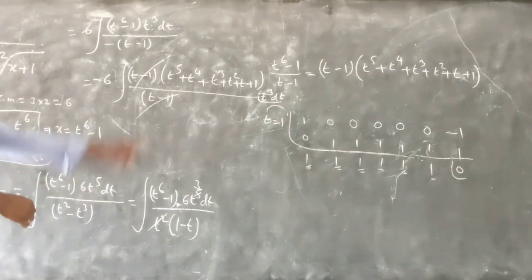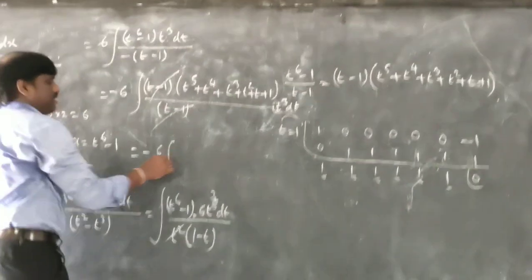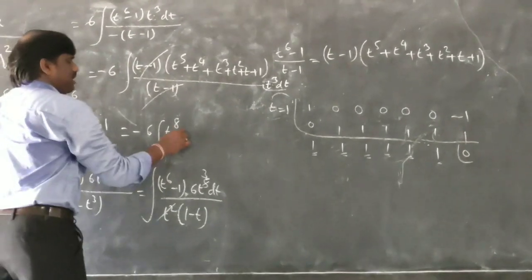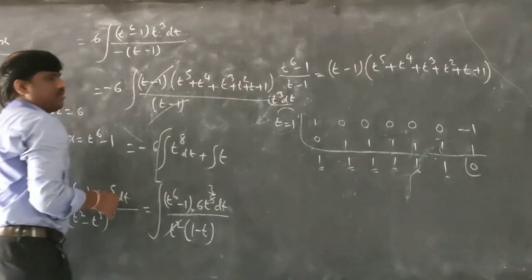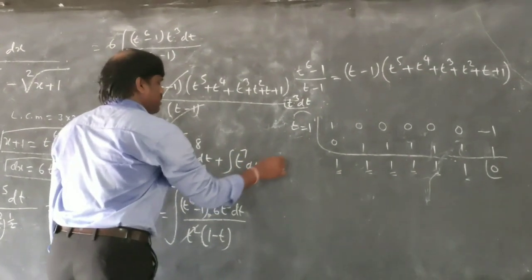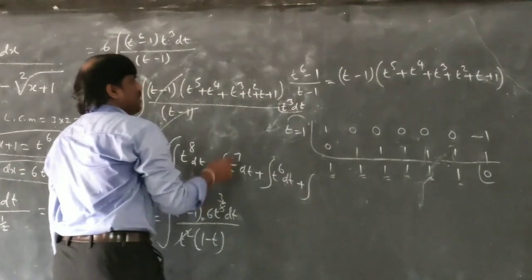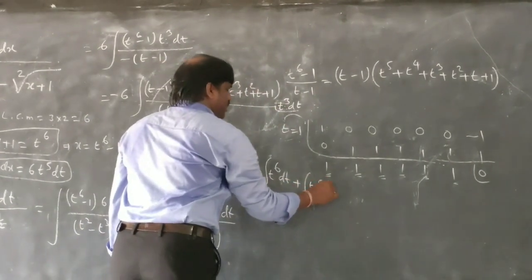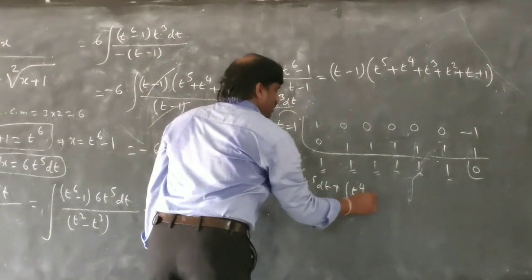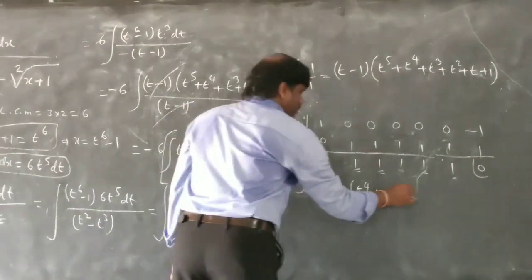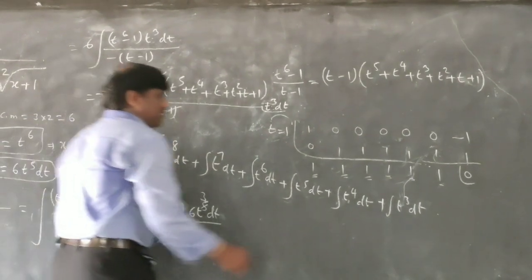Now what remains is t cube there. Multiply t cube inside, I get minus 6 integration of t cube into t power 5, that is t power 8 dt, plus integration of t power 4 into t power 3, that is t power 7 dt, plus integration of t power 6 dt, plus integration of t power 5 dt, plus integration of t power 4 dt, plus, and the t cube one is integration of t cube dt, will get the answer.